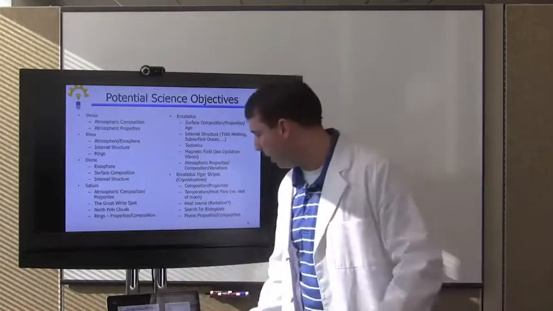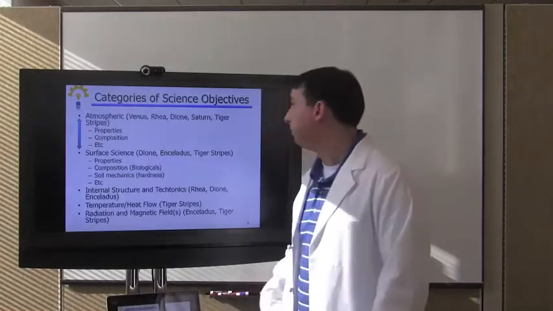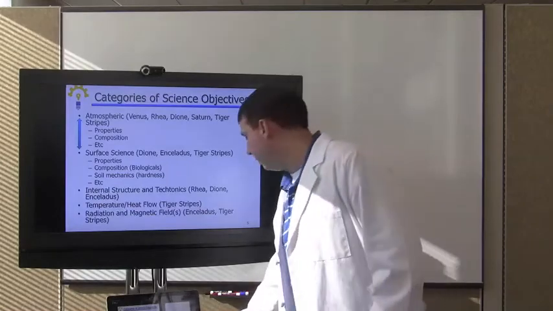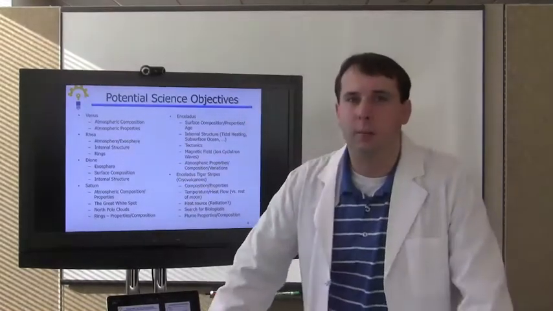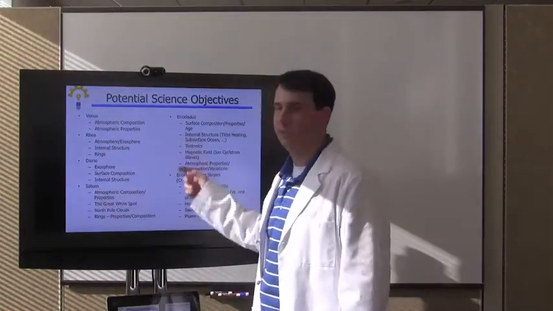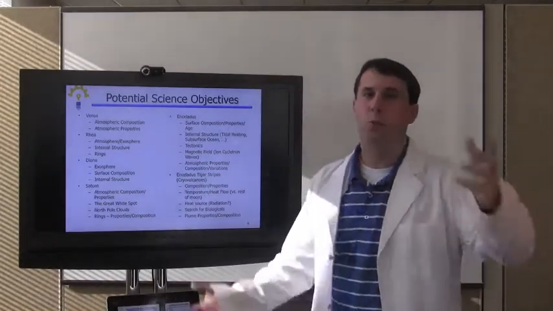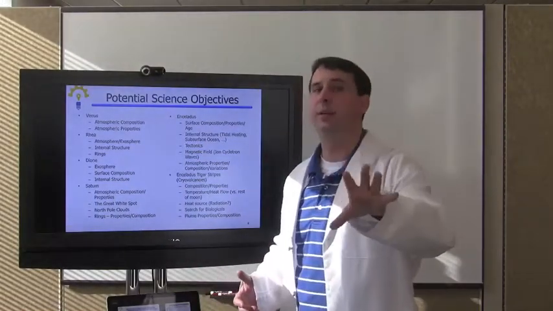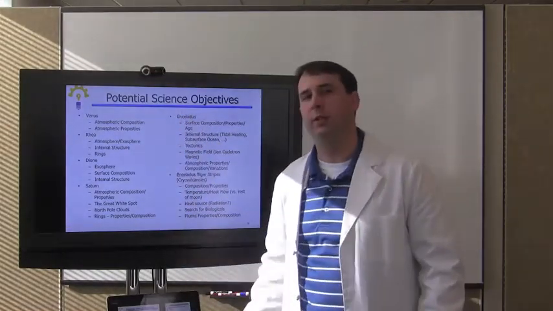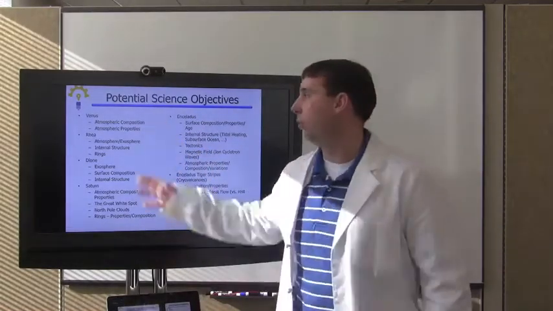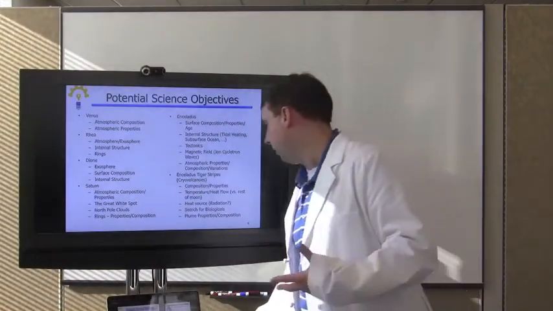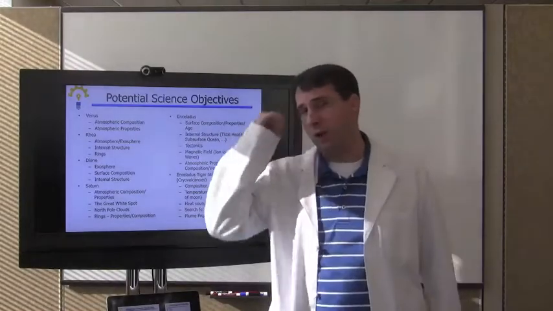Now what we've done on the next slide is group those categories together so that they're easier to see. So the first thing you want to do is say, okay, which of these moons or planets interests us the most? Are we interested in Venus, Rhea, Dione, Saturn, or Enceladus? And once you decide on that as a team, this should be a team thing, or if your teacher tells you to, that's different too. Once you decide which place is the most interesting, then you ask, what about this place is most interesting? If we're going to look at Rhea, what about Rhea is most interesting?